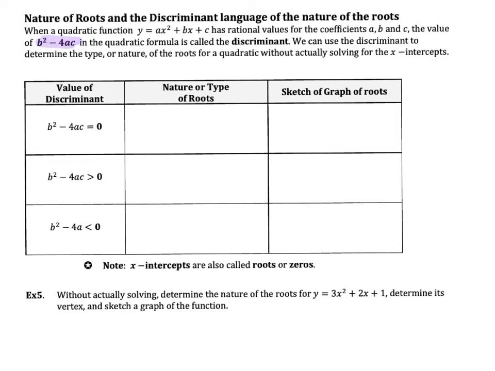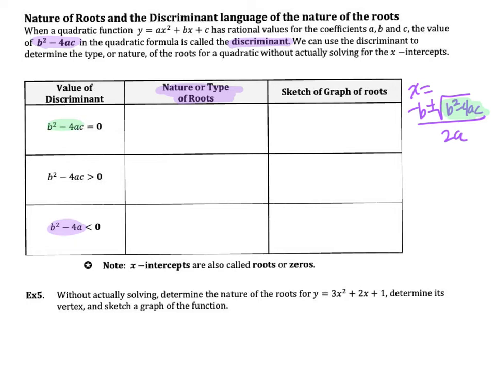The discriminant is useful because it's going to tell you something about the roots of the equation without actually doing the quadratic formula. Remember, this is the part underneath the radical, because the quadratic formula is -b plus or minus the square root of b squared minus 4ac, all over 2a. So we are specifically talking about the portion underneath the radical, right?